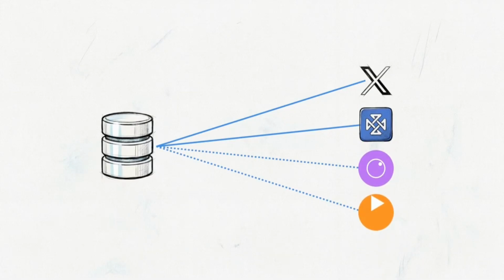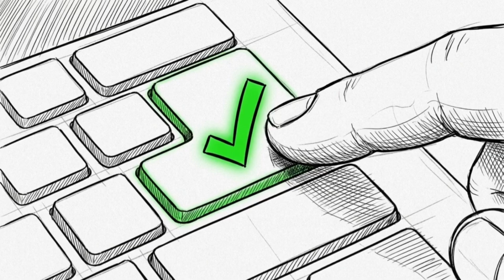You can now scale this to additional platforms by adding more router paths, replacing manual uploads with a single database trigger.